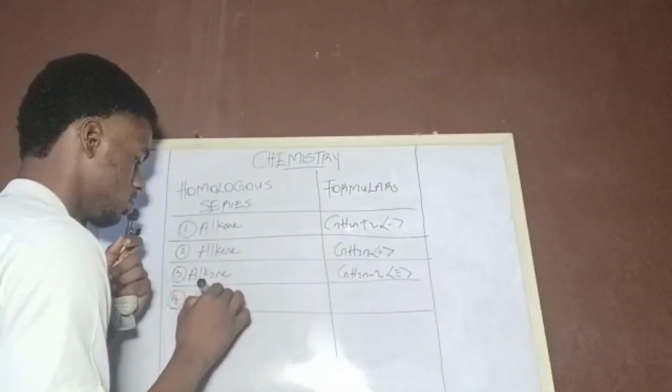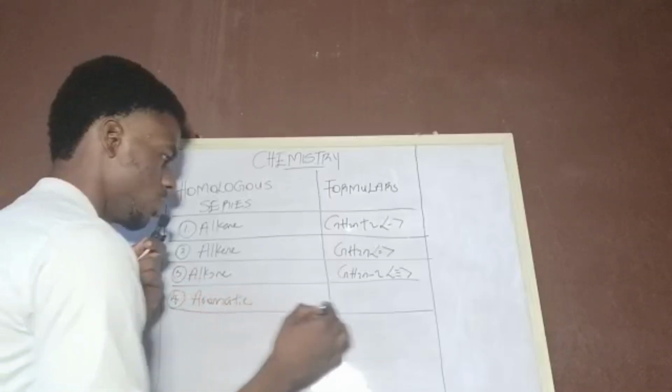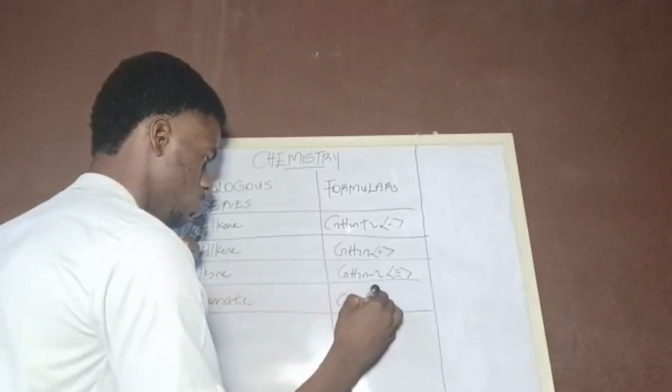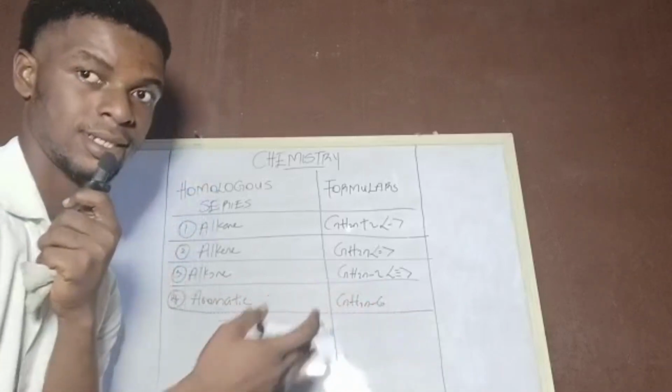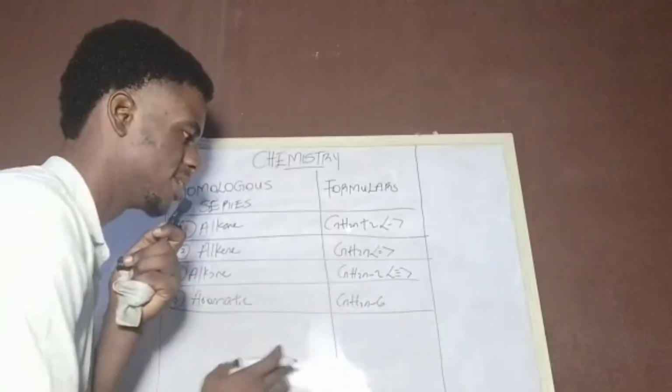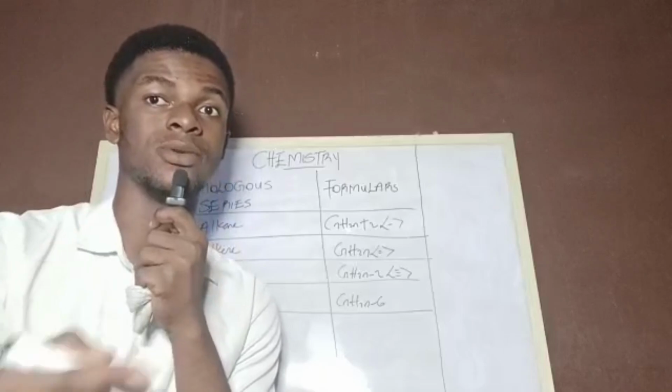The next one we have is aromatic. Aromatic is CnH2n-6. That is where your benzene comes in.